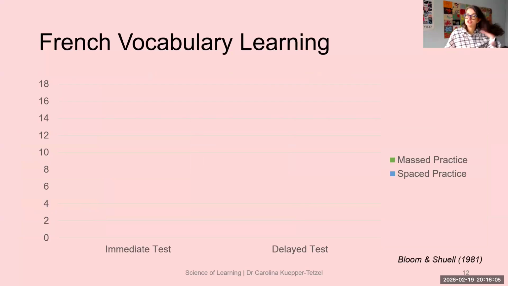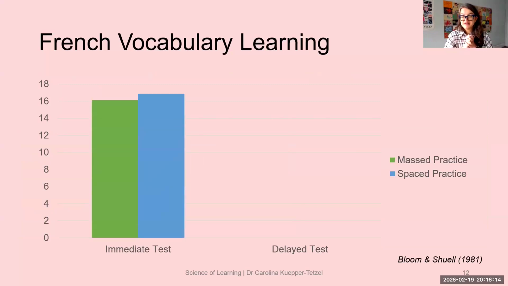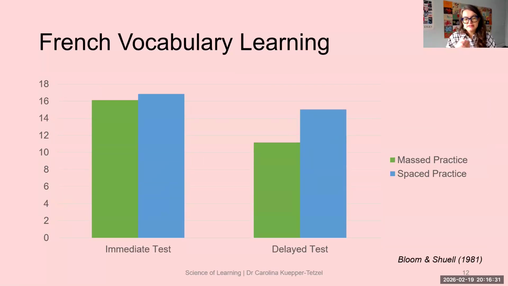So the first thing I'm going to show you is the performance on that immediate test 10 minutes after they were done with studying. And what you can see here is that there's really not much difference between those 2 conditions. Actually, it's quite similar, and we can't really see a difference there. However, what happens on the delayed test when they need the vocabulary a week later? The participants who had the spaced practice schedule, with exactly the same exercises and exactly the same time, outperformed the other participants.